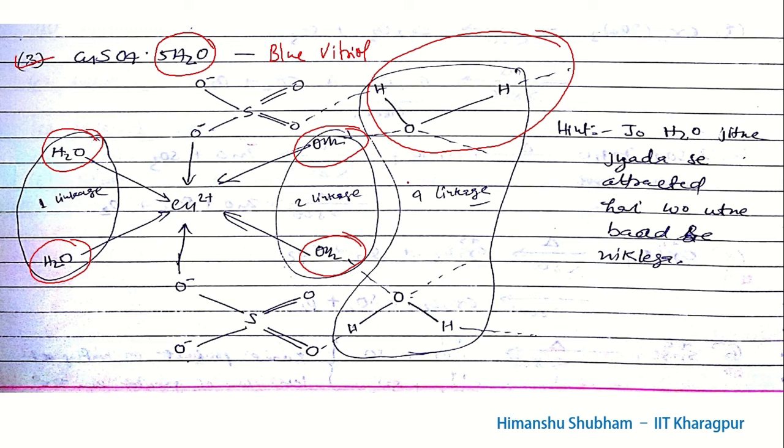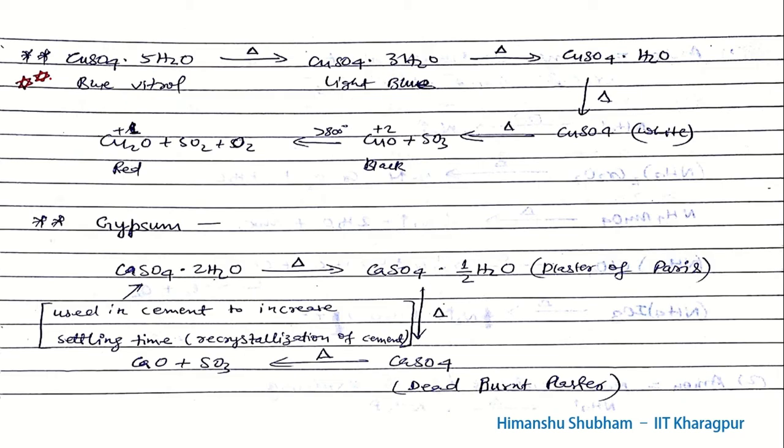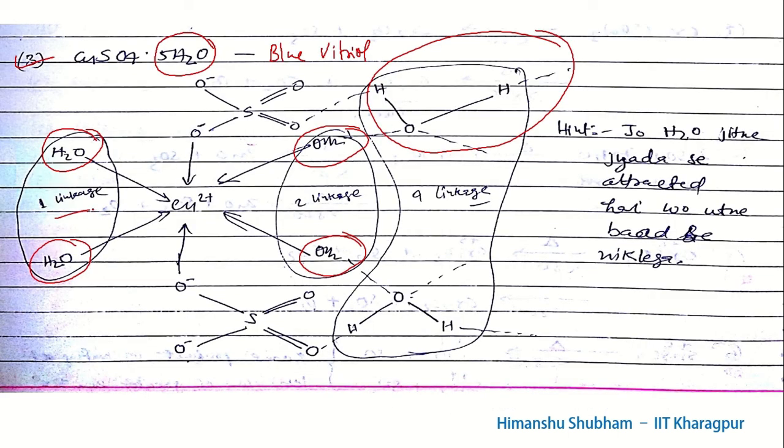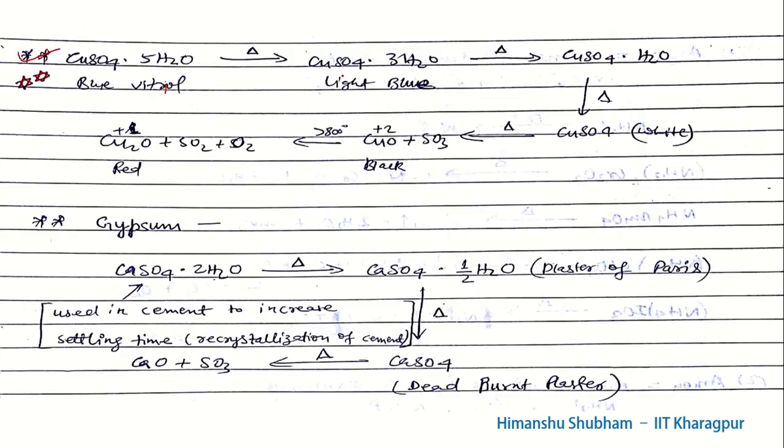So when we heat blue vitriol, these two water molecules which are having one linkage will get removed first, followed by these two water molecules which are having two linkages, and finally this one water molecule which is having 4 linkages. So this is the decomposition trend of CuSO4.5H2O, that is blue vitriol. In the first step, two water molecules got removed and the resulting product was CuSO4.3H2O.